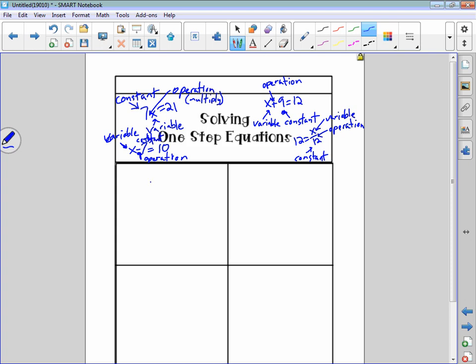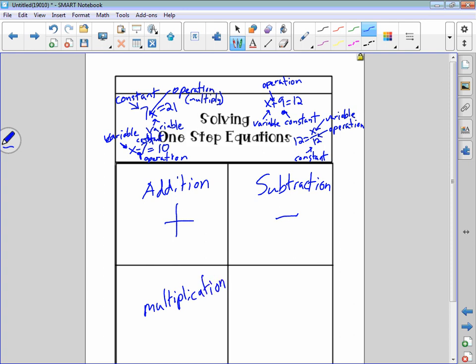This is where that addition, subtraction, multiplication, and division were written. Again, if you need more time, go ahead and pause this video and finish filling out this page.